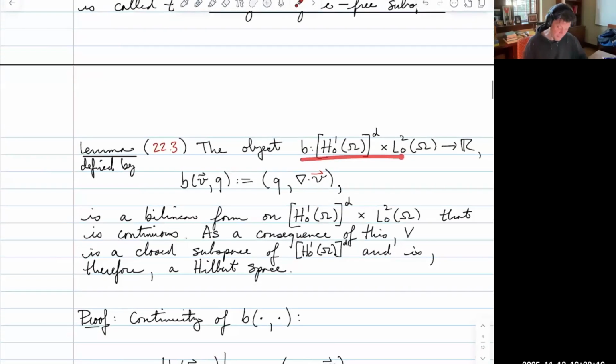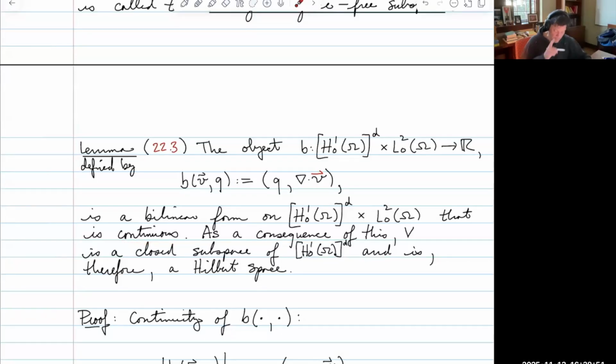So this bilinear form, its first input has to be a vector function from this space, and the second one is a scalar function from these mean 0 L2 functions, and it combines them together to produce a real number. Well, that object is defined this way. And of course, it appears in the weak formulation of the Stokes problem twice. What we want to prove is that this bilinear form is continuous.